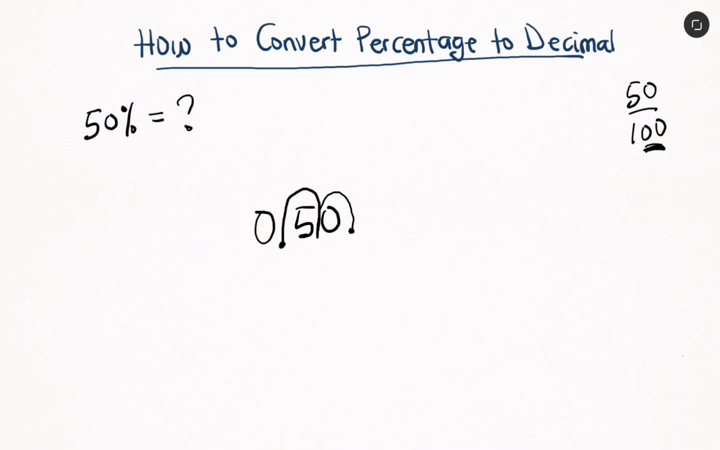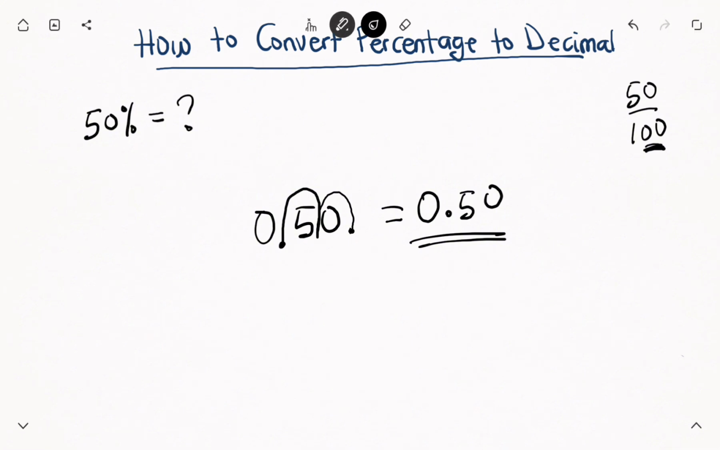So I write 0 in front of it. So my answer now is 0.50 in decimal. So 50% to decimal is 0.50 or 0.5. Are we okay? All right, let's have a look at another example.